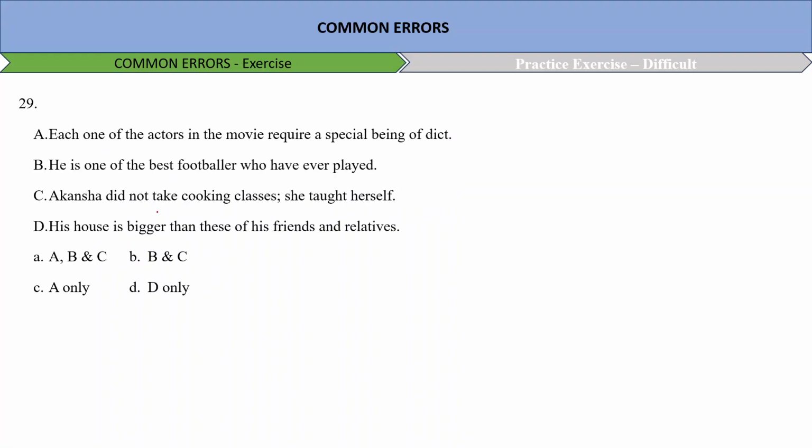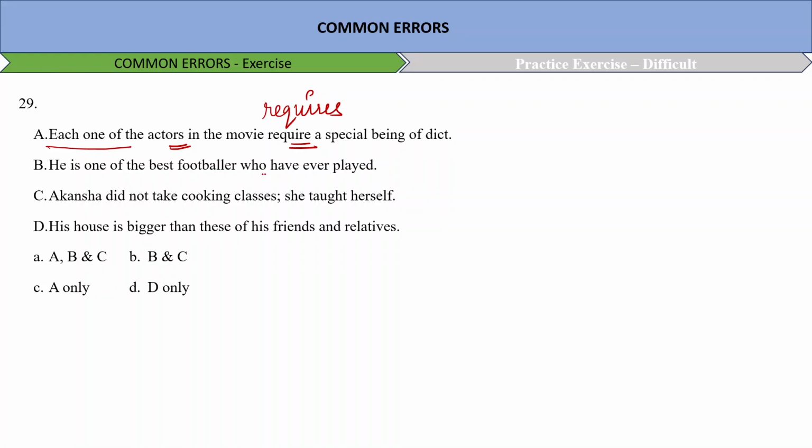Each one of the actors in the movie require a special being of dict. Being of. Okay. So each one followed by plural noun followed by singular verb requires.